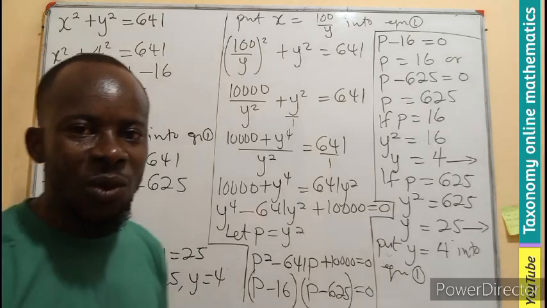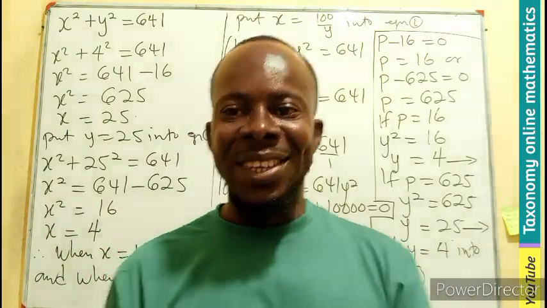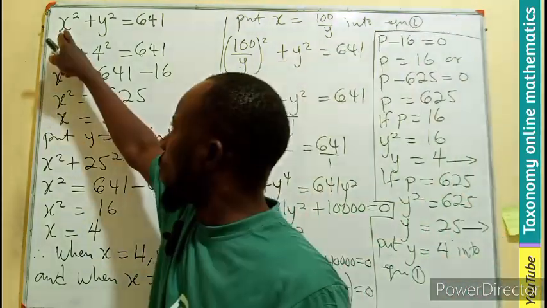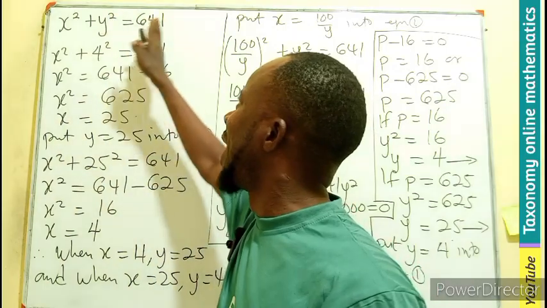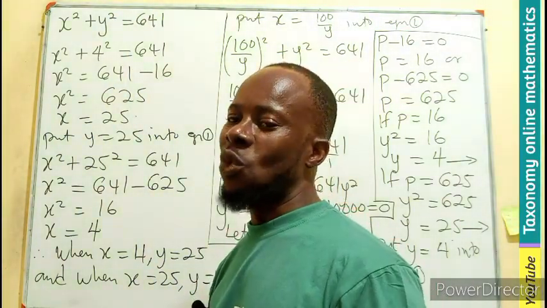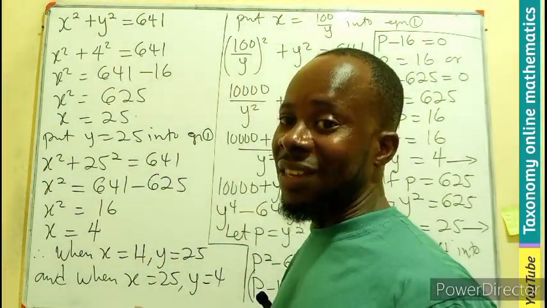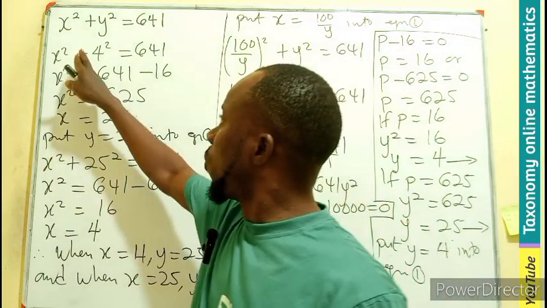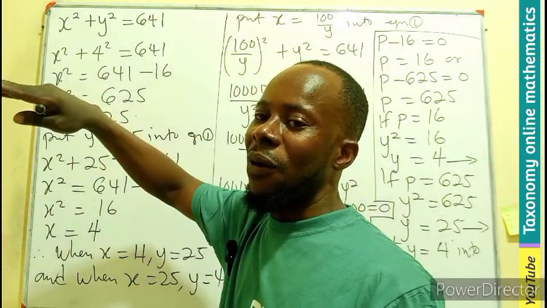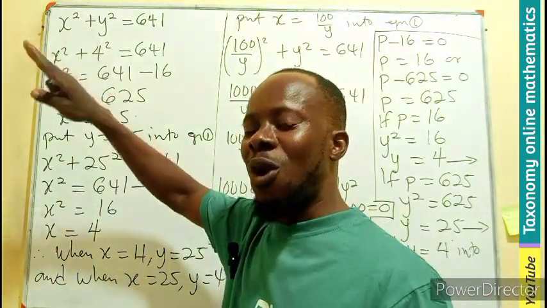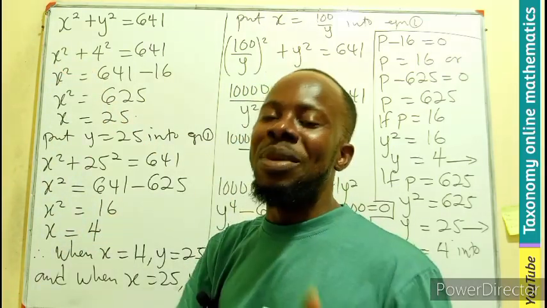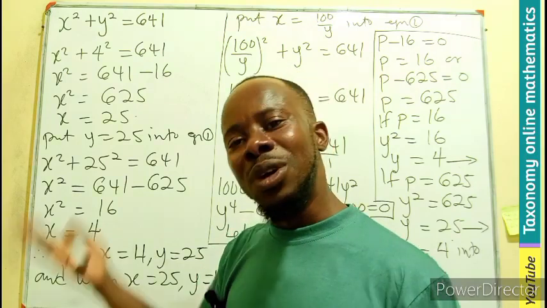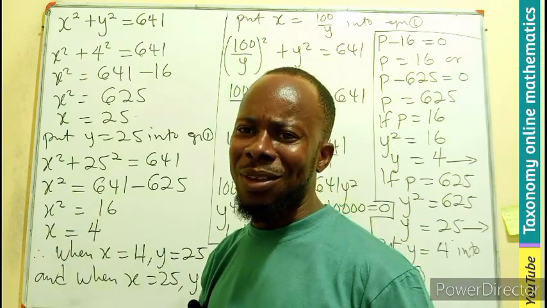So the values of x and y are alternating. So you can see, if you put 4 squared here plus 25 squared, if you add, you get 641. If you change the values of x and y, you get the same thing. Put 4 in the logarithm, log 4 plus log 25. They will multiply to give you log 100 base 10, and that will be 2 in the second equation. I believe you get the concept.